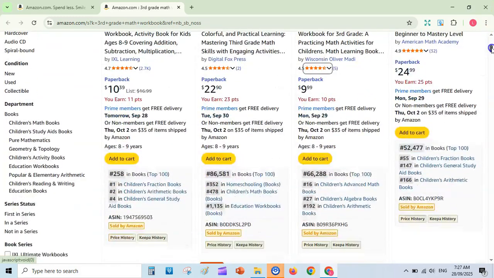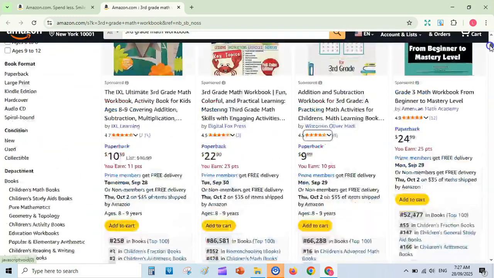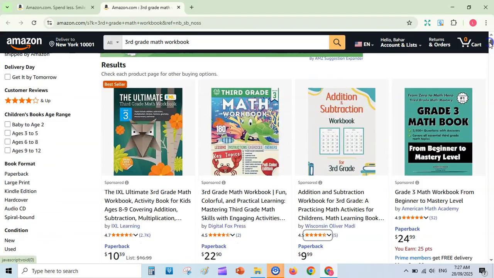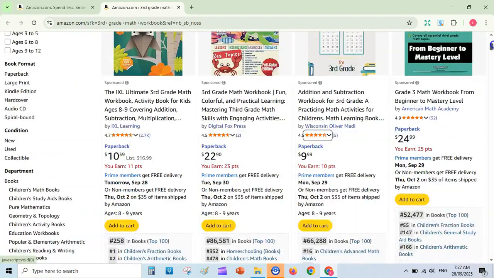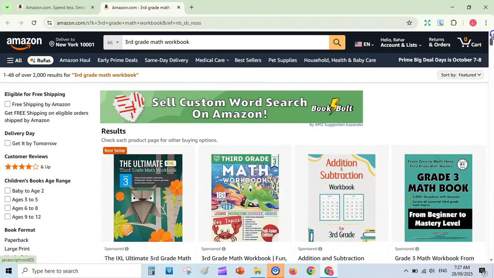It has only 5 reviews and they are running ads for it. It means the niche is very good and the demand is high. That's why people are running ads here. That's a good sign. Addition and subtraction workbook. If you can run ads at $1 or $2 per day, then you can create a book and rank here. That was our first stage, 3rd grade math workbook. That could be your title of the book.